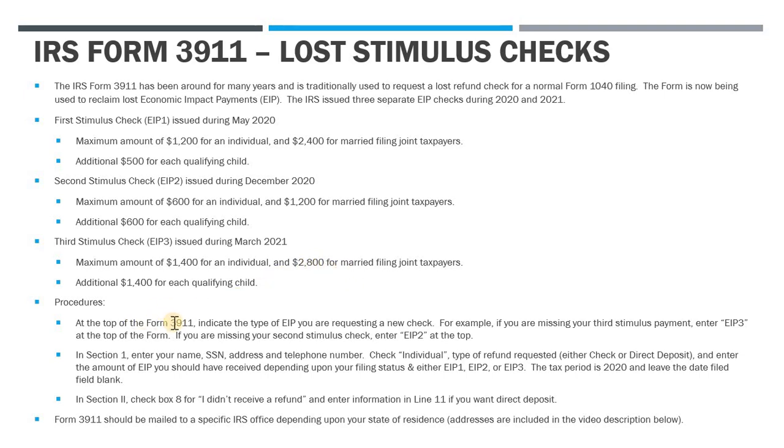At the top of the 3911, you're going to have to indicate what type of payment you're missing. Okay, that's the one that you're requesting a check for. If you are missing more than one, then you have to fill out a 3911 for each one. Okay, don't commingle them. Right, be very precise about which check you're missing. If you're missing 2, then you'll do a separate one for each payment.